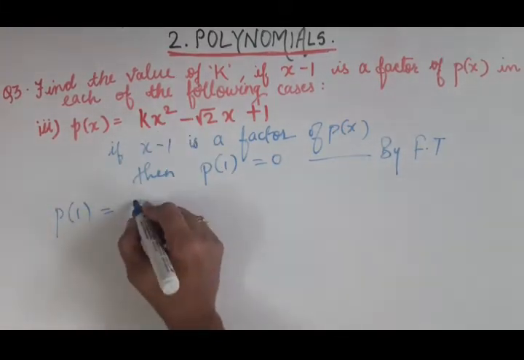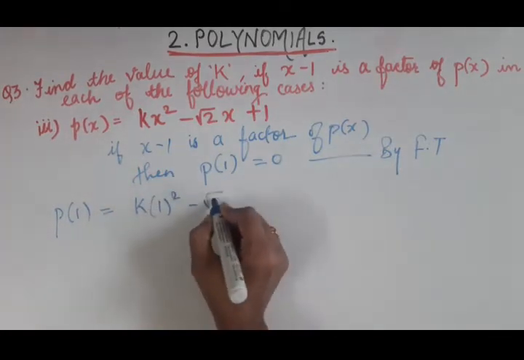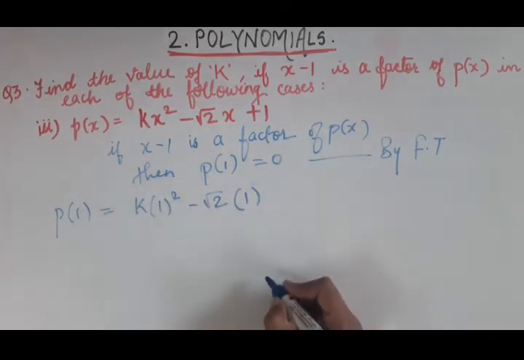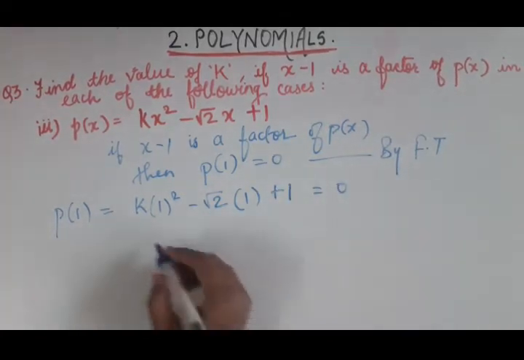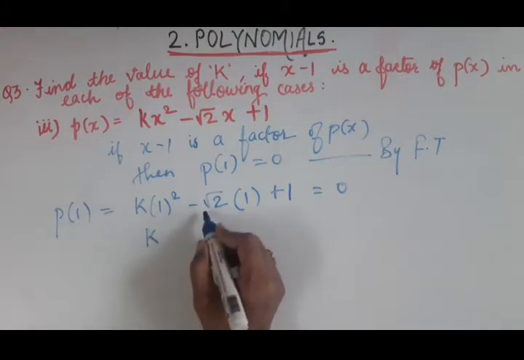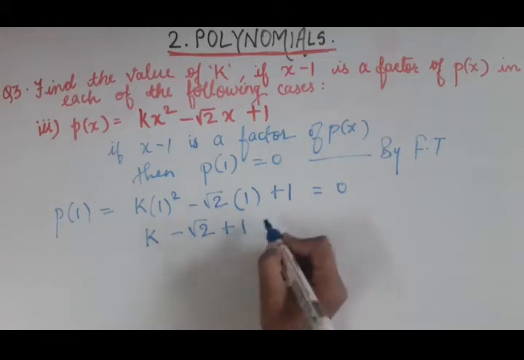In this equation you will get k into x square, that will be k into 1 square, minus root 2 into x, that will be minus root 2 into 1, plus 1 equal to 0. Okay, k into 1 square will be k, minus root 2 into 1 will be minus root 2, and plus 1 as it is equal to 0.